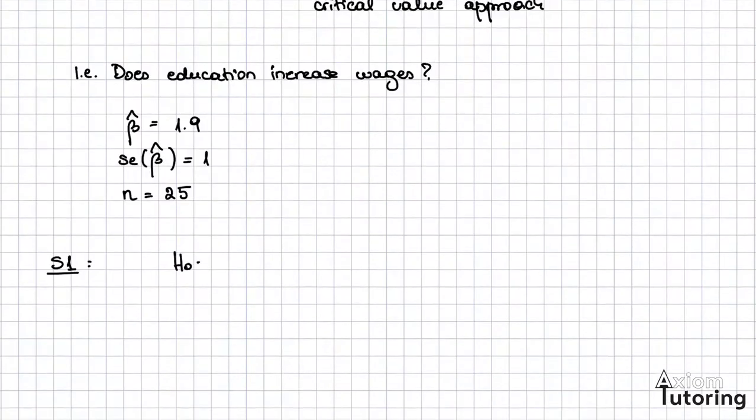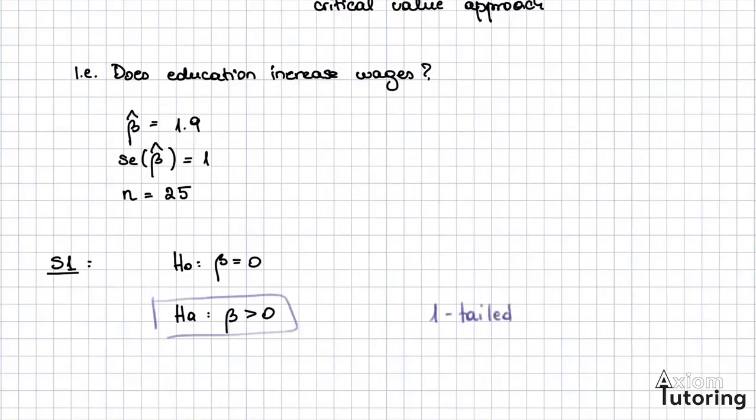The null hypothesis, nothing changes as usual, our beta is equal to 0. However, our alternative hypothesis now is beta being bigger than 0 because we're only interested in the positive direction. Now, what that also dictates for us right off the bat is that we are going to do a one-tailed test based on these alternative hypotheses, okay?